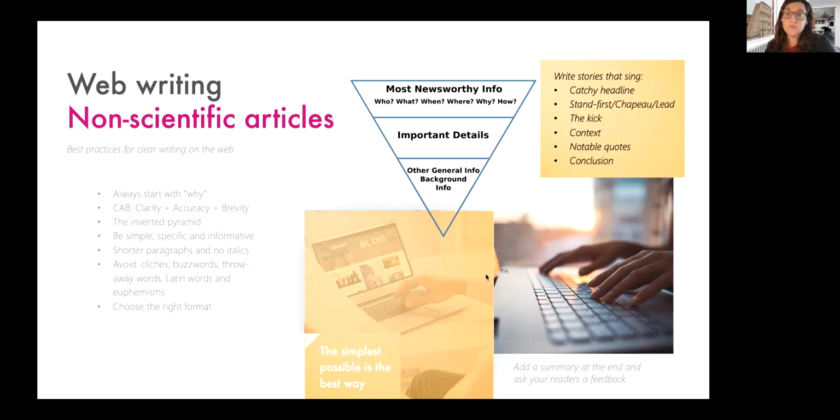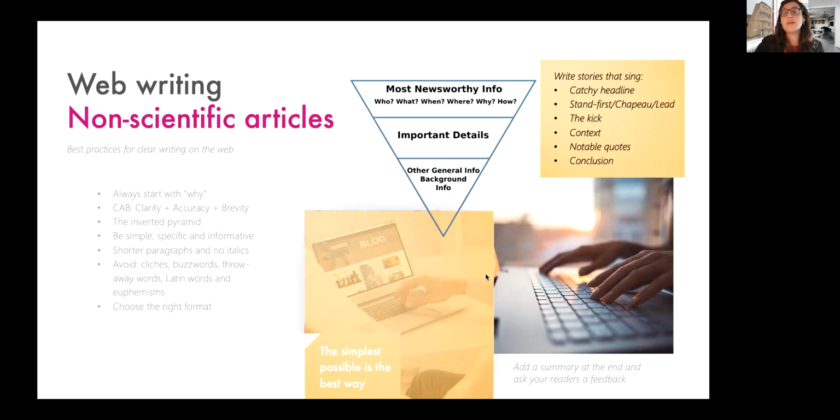Then important details, of course. You don't want to leave anything vague. You want to be specific to be interesting. You don't want general background information to be preponderant in your article. Of course, you see it is as well on the bottom of the pyramid, but that is on the side compared to the rest.